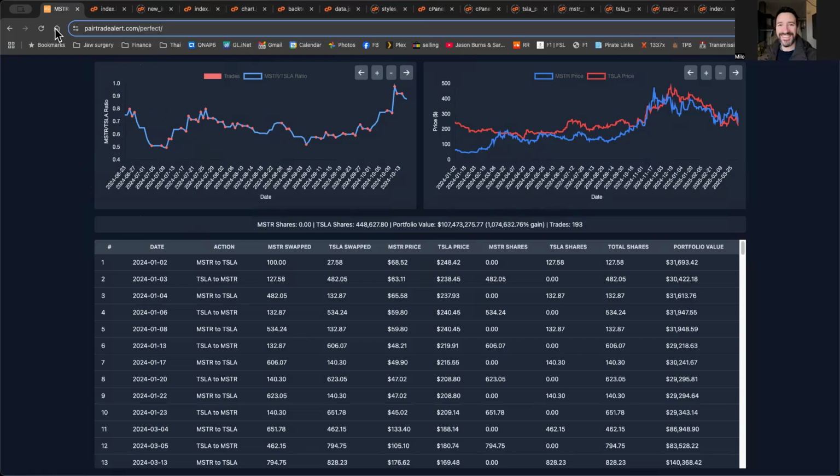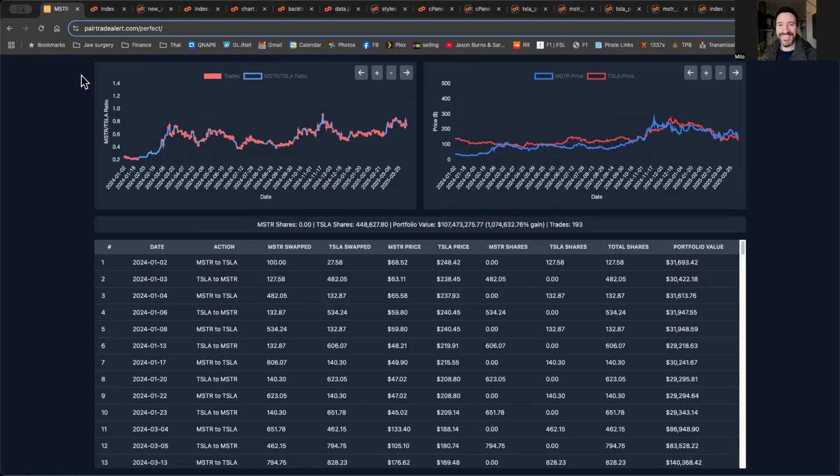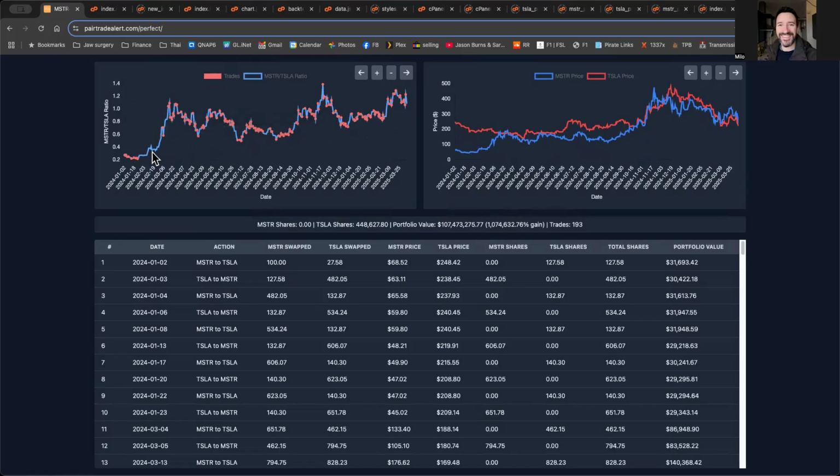So basically this is a pretty simple website. You've got two charts at the top. One is the ratio, sorry, so you can see the ratio kind of ascending over time. And then on the right-hand side, you've got the MicroStrategy and Tesla stock prices in dollars. So each of these red dots represents a swap.